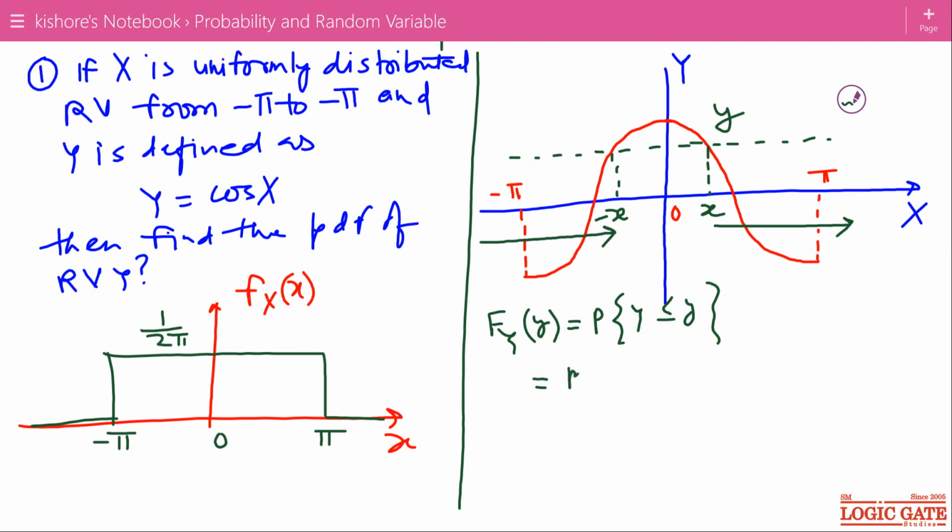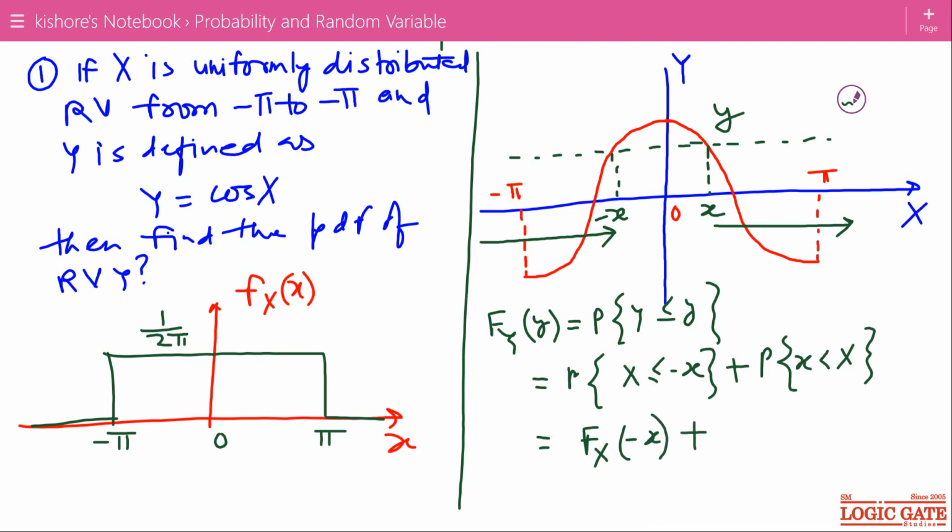So this is the probability that capital X is less than or equal to minus x, plus the probability that capital X is greater than small x. Probability that capital X is less than or equal to minus x is CDF of random variable x at minus x, and the probability that capital X is greater than small x is 1 minus CDF of random variable x.